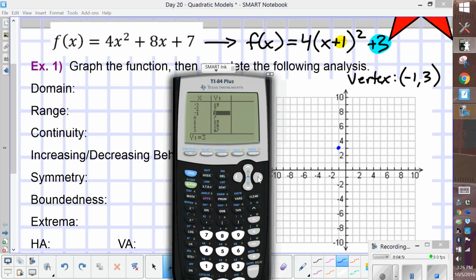And I really only have 2 more points I can fit on here. I could go 0, 7. So I'll go ahead and make a dot at 0, 7, and right here at negative 2, 7.